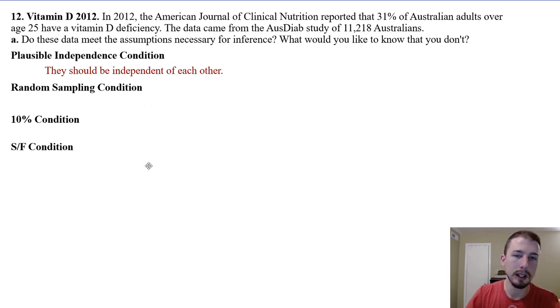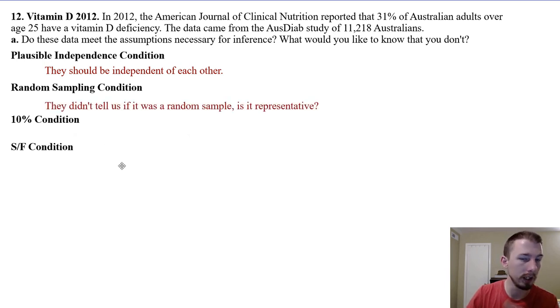Random sampling: they didn't tell us how they gathered the information, so that's something that we would want to know. Was it a random sample? Did they only look at people from one city? Was it a convenience sample? It should be a simple random sample of people from all over Australia.